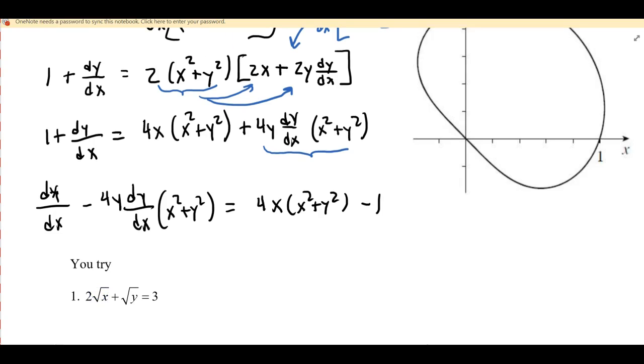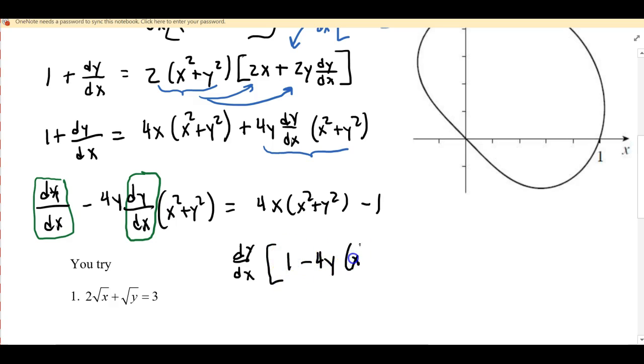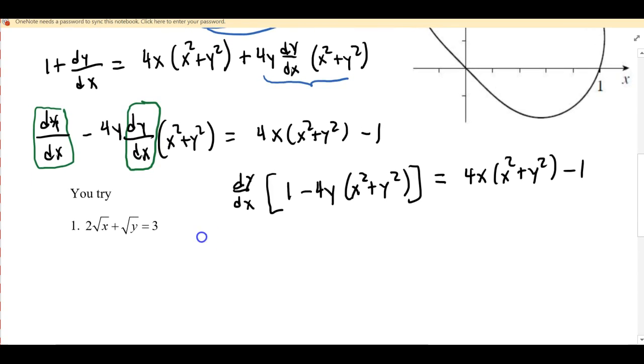Now, you notice that we have a common factor of dy/dx, right? So I'm going to go ahead and factor that out of those two terms. So if I factor out dy/dx from those two terms, we get dy/dx times (1 minus 4y(x squared plus y squared)) is equal to 4x(x squared plus y squared) minus 1. And then you know what I'm going to do next, right? I need to get dy/dx by itself, so I'm just going to divide both sides by the 1 minus 4y(x squared plus y squared).